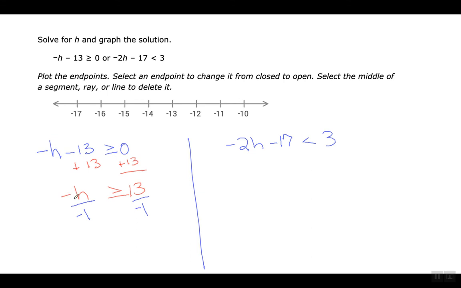When I do that, this is going to become positive h. The sign changes directions. And 13 divided by negative 1 is negative 13.